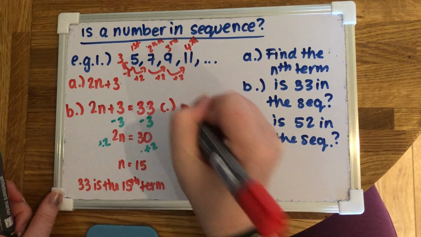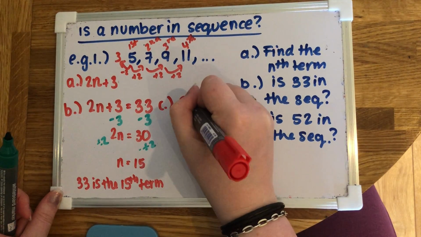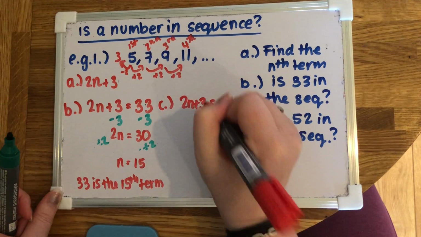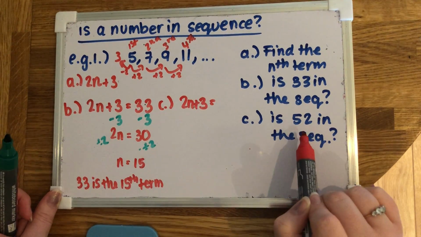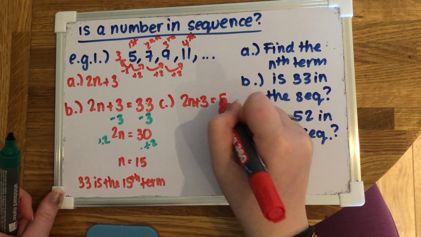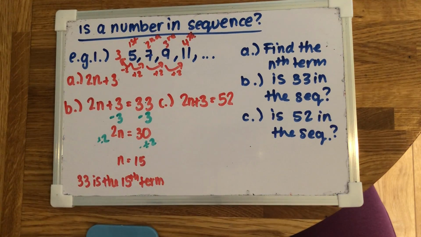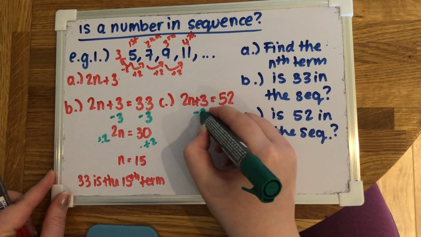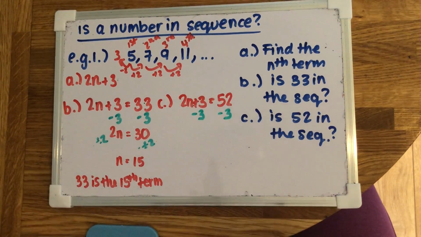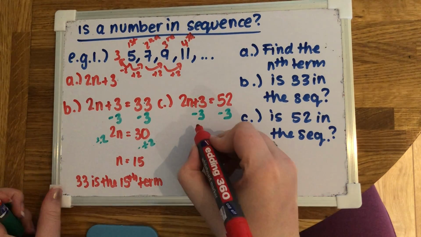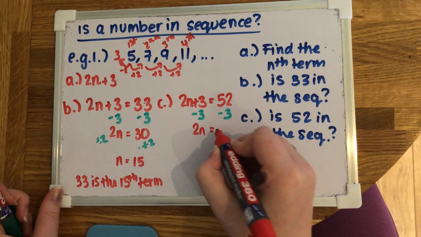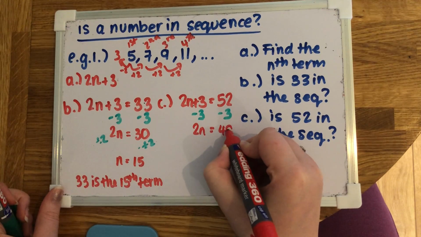Okay, so the next one we're going to do exactly the same way. The only difference is that the number we'll have here will be different, because it's a different number in the question. So I'm going to do the same working, so subtract 3. So I'm left with 2n again on the left and 49 here.